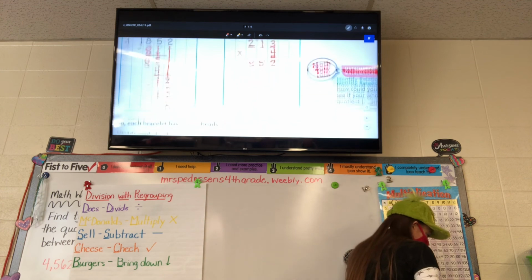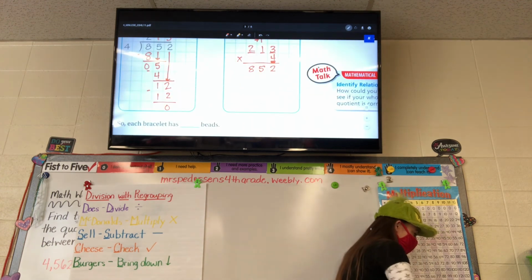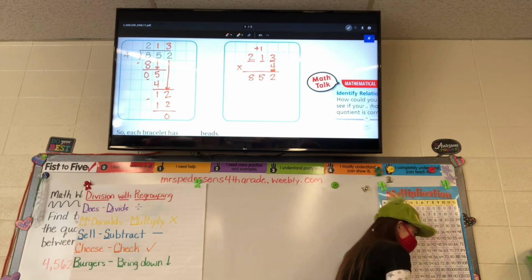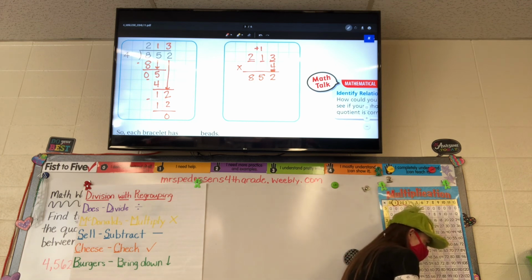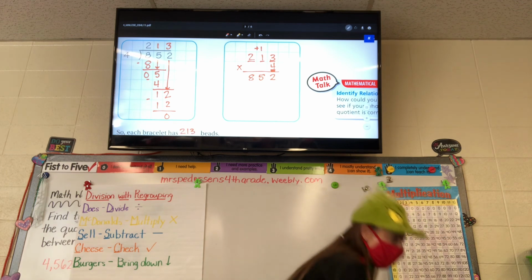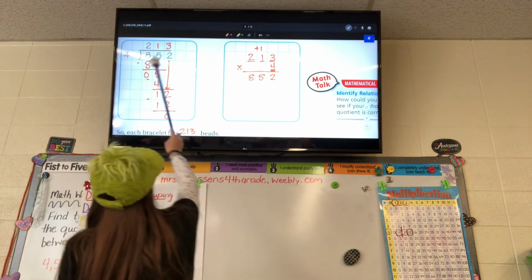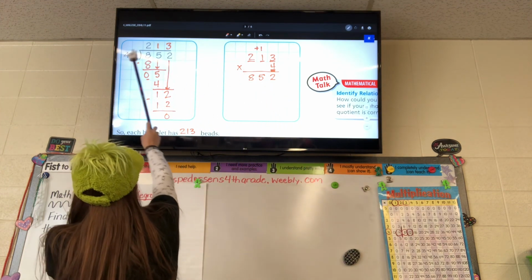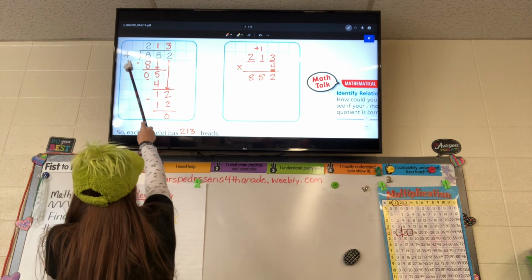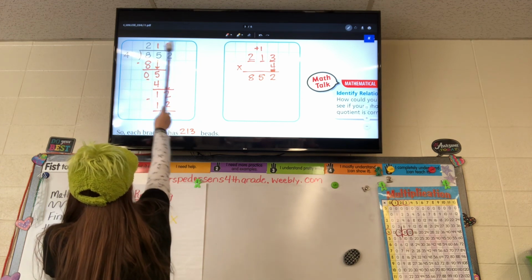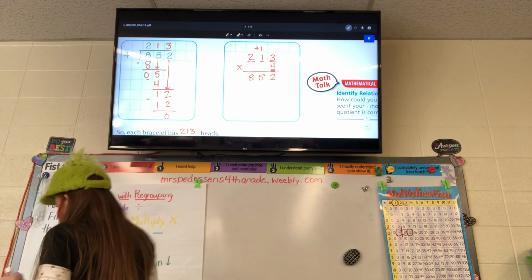So each bracelet has how many beads in it? 213. Our answer is on top. Okay? So Ollie started with 852 beads. Ollie split them into 4 bracelets. Each bracelet had 213 beads.